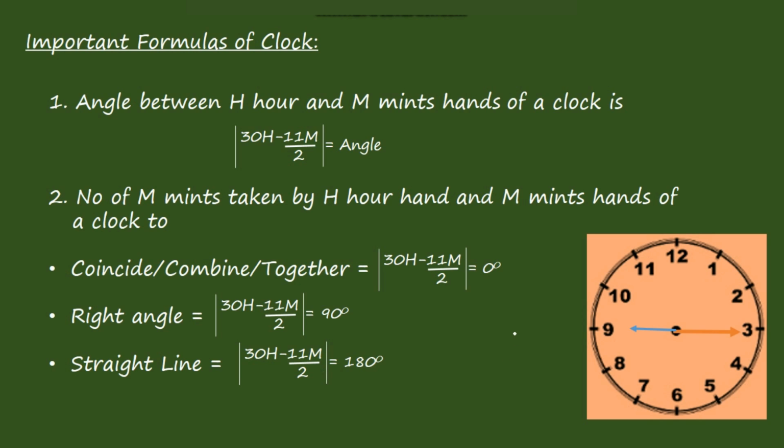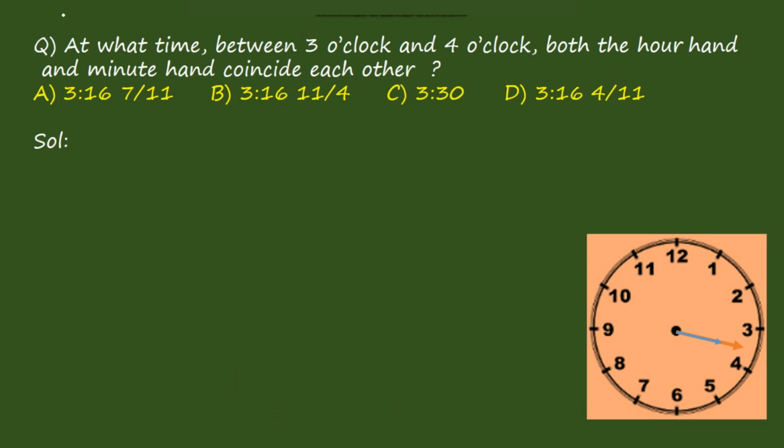Let us start with the questions now. Coming to the first question: at what time between 3 o'clock and 4 o'clock do both the hour hand and minutes hand coincide with each other? What is meant by coincide? Coincide is nothing but one on the other. Here you can see that the minutes hand and hour hand are both one on the other. So the angle made is 0 degrees, and so it is known as coincide.